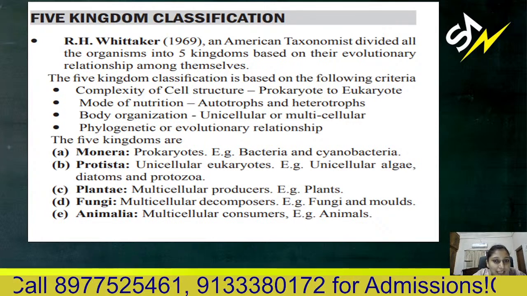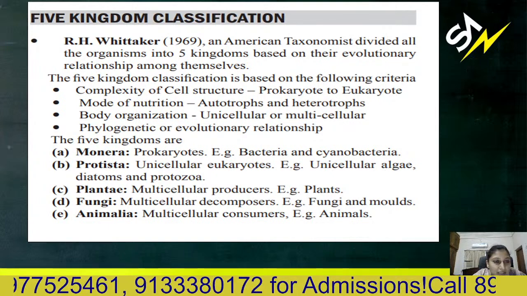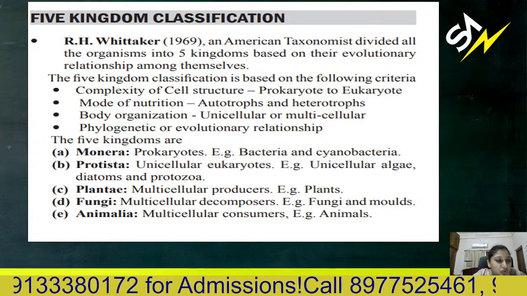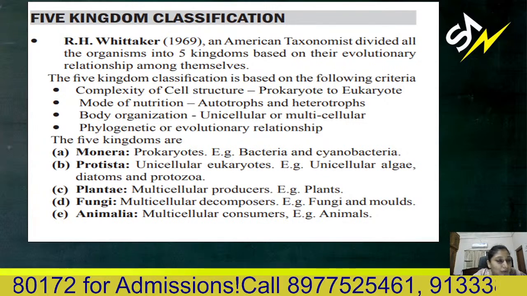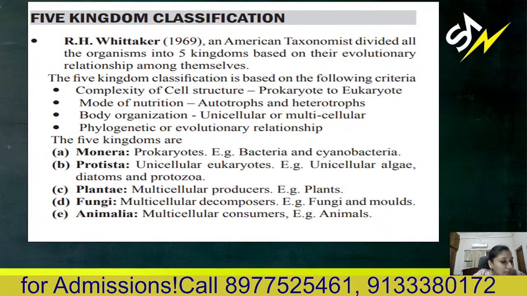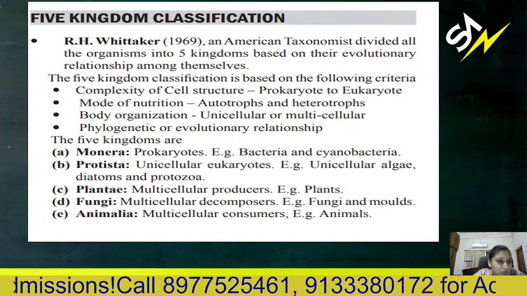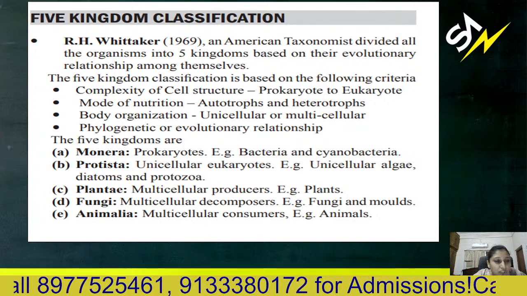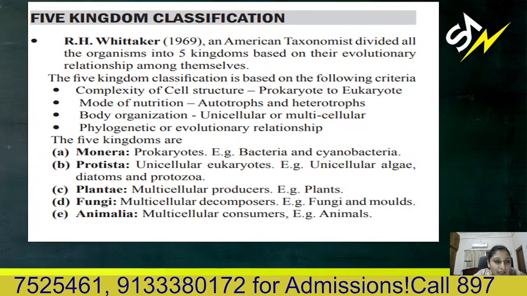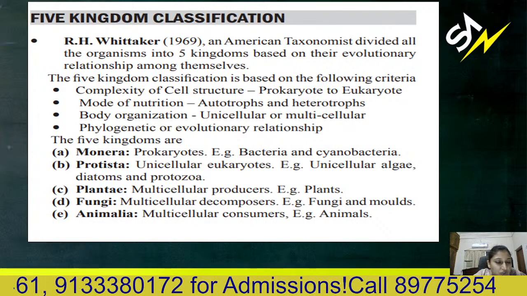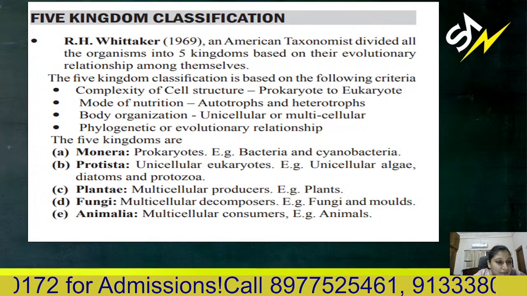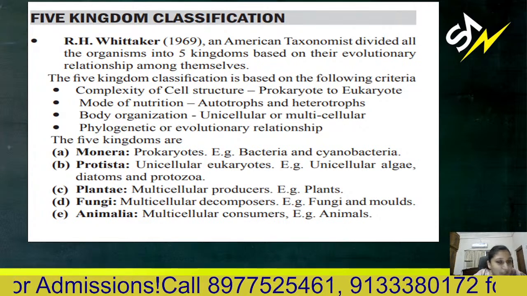So five kingdom classification is based on the following criteria: complexity of the cell structure, mode of nutrition. Remember here that he has considered complexity, but not exactly the nuclear structure. Then mode of nutrition, body organization, phylogenetic and evolutionary relationship. So five kingdoms are Monera, which includes all the prokaryotes, only prokaryotes.